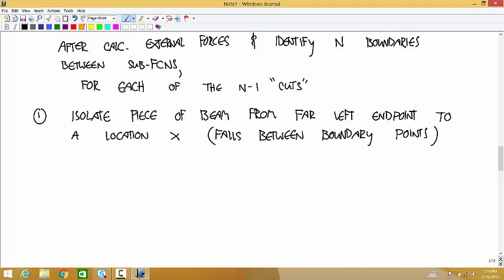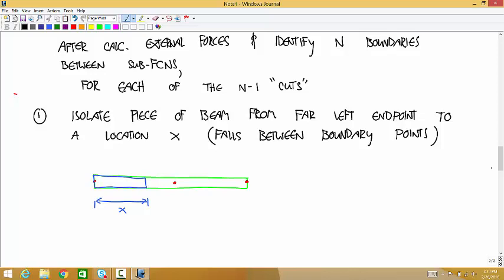Okay, so as an example, if this is the member and these are the boundary points, then you're going to isolate a piece of the member like that, okay, where this distance is just referred to generally as x, and we're going to calculate everything in terms of that variable x.